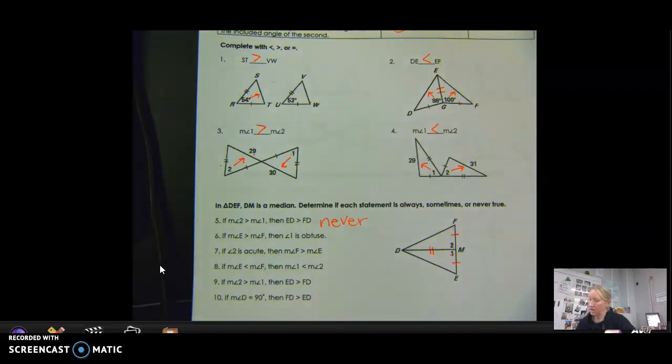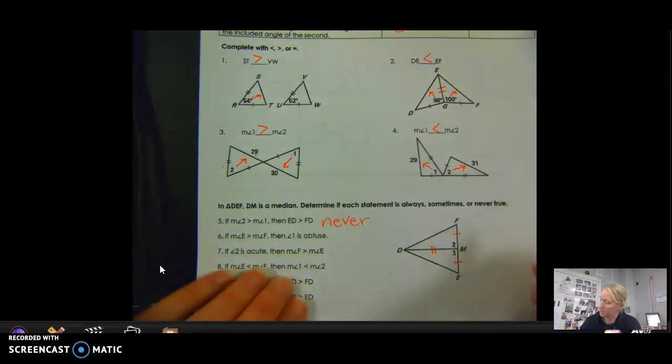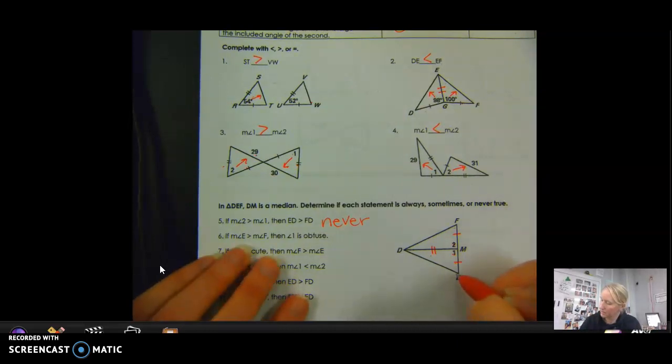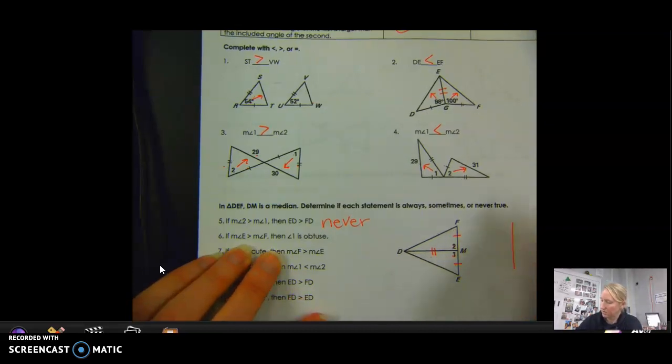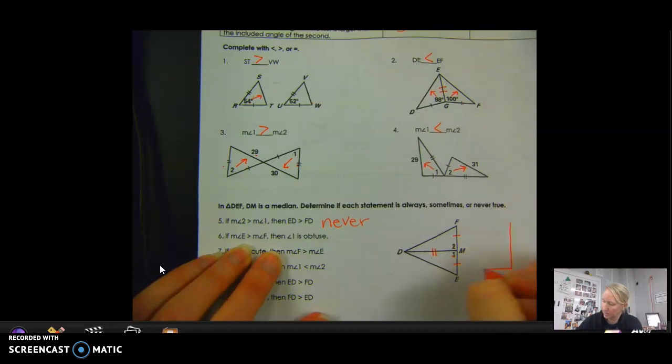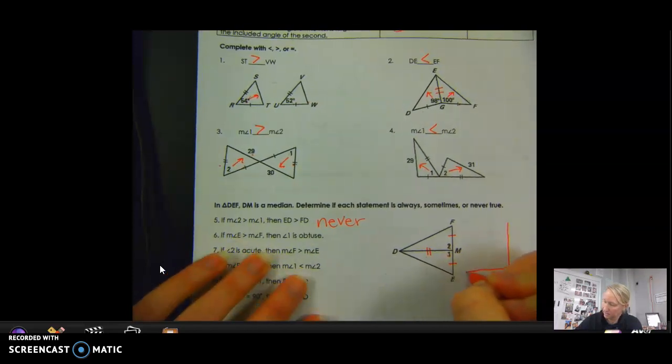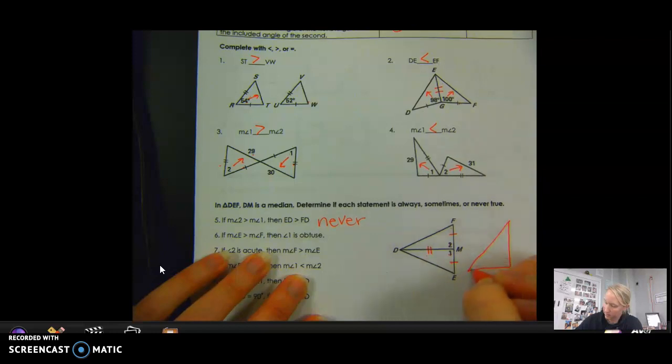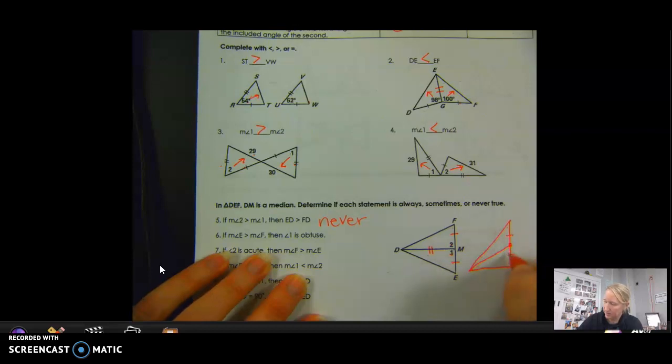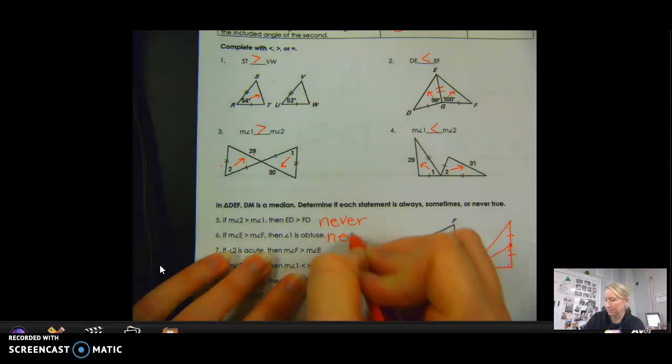Okay? These get a little tricky, and some of these you'll have to draw a picture. So if angle E is bigger than angle F, so this angle is bigger than this angle, then angle 1 is obtuse. So let's think about it. I'm going to draw that actually. So if angle E is bigger, let's say angle E is like this, and it's bigger than angle F. There's angle F. We still have this guy going in here. That's still congruent to this. So this is bigger than this. They're saying that this guy will be obtuse. Well, if you notice, this guy's actually getting smaller as this angle gets bigger. So this would also be never.